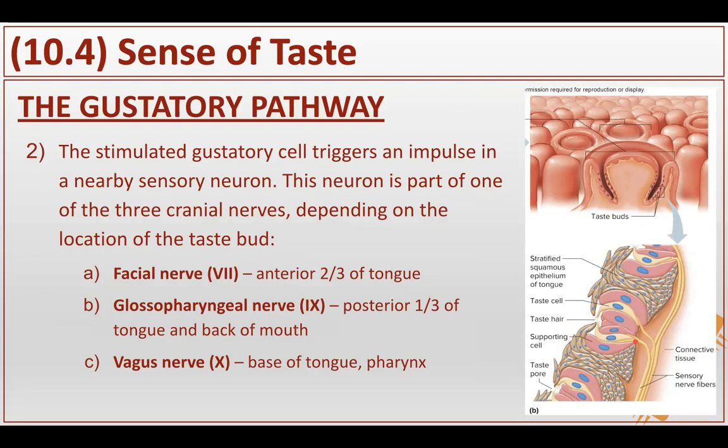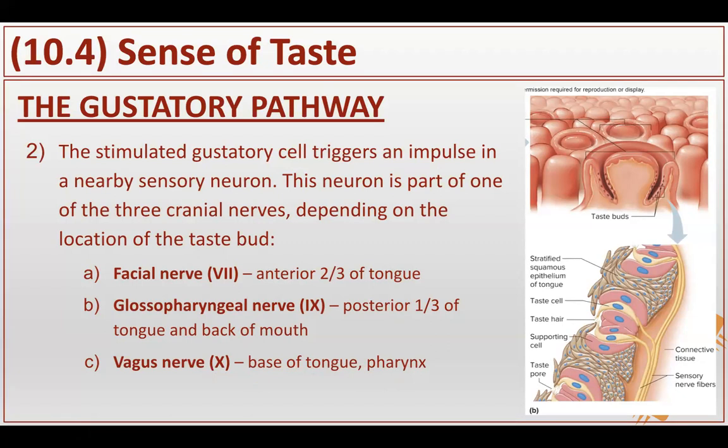And depending on the location of the taste bud, that will determine which cranial nerve will take that sensory information back to your brain. So if it is the front portion of your tongue, that's going to be the facial nerve or cranial nerve number 7. If it is towards the back of your tongue and even the back of the mouth, that's the glossopharyngeal nerve, which is number 9. And if it is at the base of your tongue, so towards the bottom as well as your throat, that is going to be the vagus nerve number 10.